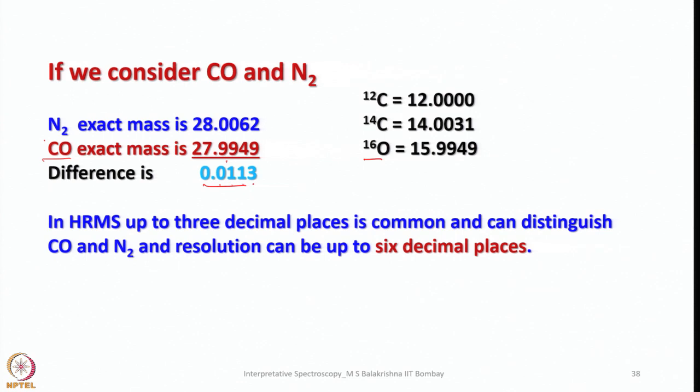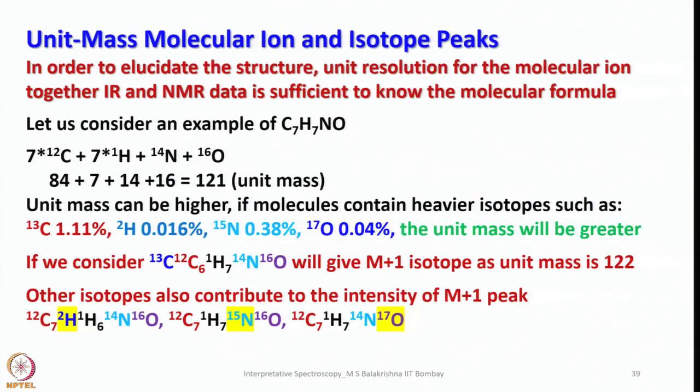In HRMS, up to 3 decimal places is common and can distinguish CO and N2, and resolution can be even up to 6 decimal places. So that is the strength of HRMS. No matter how minute the difference in mass between two species, that can be understood and analyzed in HRMS. So now let's look into unit mass, molecular ion and isotope peaks.